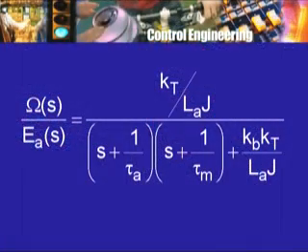I will tell you more about it when we come to that, but for the moment this will suffice. So we have looked at the transfer function that relates omega to Ea. Let me write it down once again. Omega divided by Ea as a transfer function was given by this messy expression: kt divided by La into j in the numerator, divided by s plus 1 by tau a into s plus 1 by tau m plus kb kt divided by La into j.